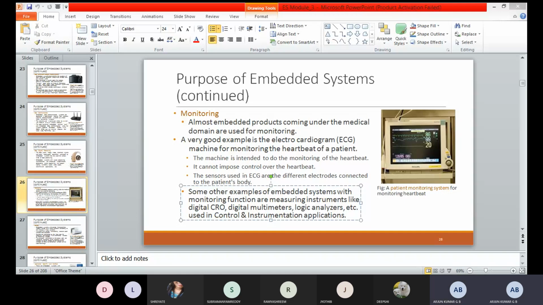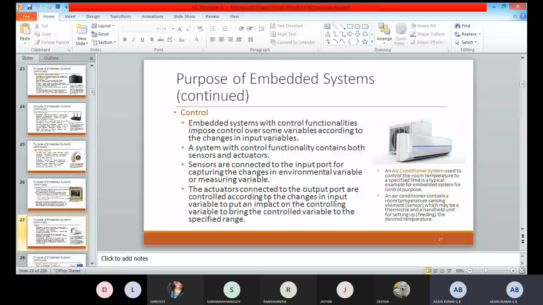The next purpose is control. Here they gave a good example. An air conditioning system can be used to control the room temperature to a specified limit. It is a typical example of an embedded system for control purpose.